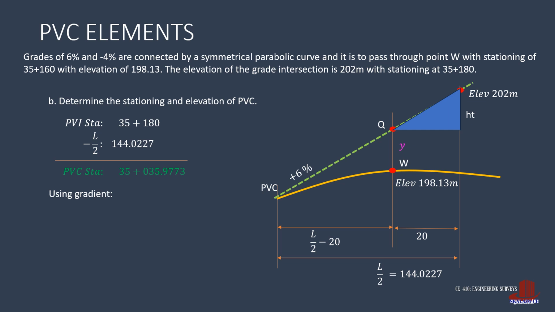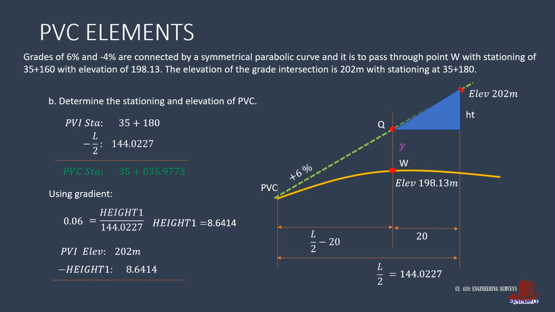For the elevation, we use the gradient. The back tangent has a grade of 0.06. This is height 1 over the length of 144.0227. Height 1 is then solved as 8.6414. So take the known elevation of PVI, which is 202 meters, and since PVC is lower, subtract height 1 and get the elevation of PVC as 193.3586 meters.